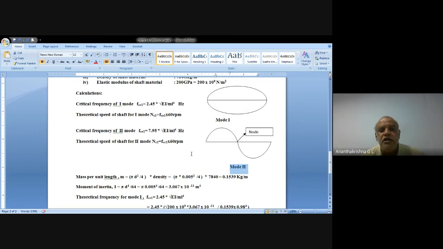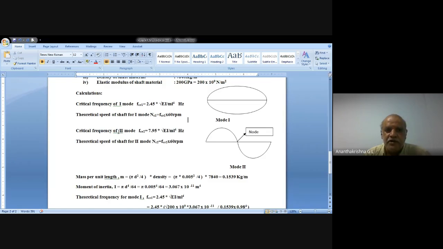Now, our job is to find out the critical speed for mode 1 and critical speed for mode 2 for our experiment. Is that okay? That essentially is given by 2.45 into root of EI by ml to the power 4 hertz. When you multiply the frequency in hertz by 60, you will get speed in RPM, because cycles per second into the number of seconds will give you the critical speed in RPM.